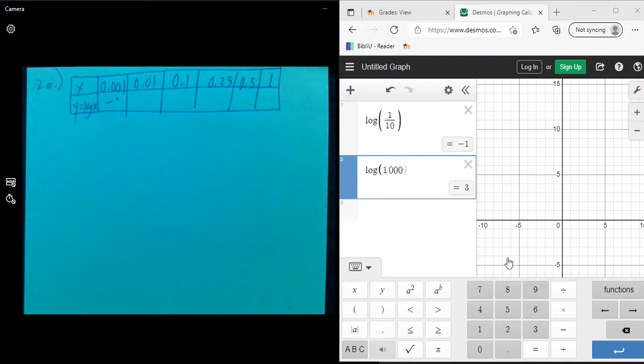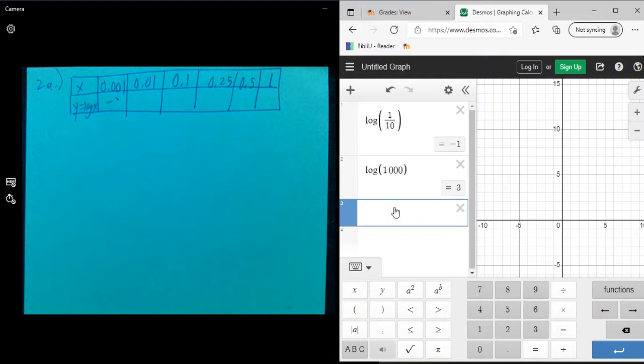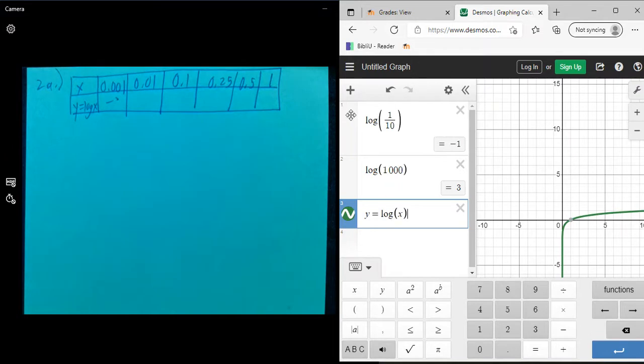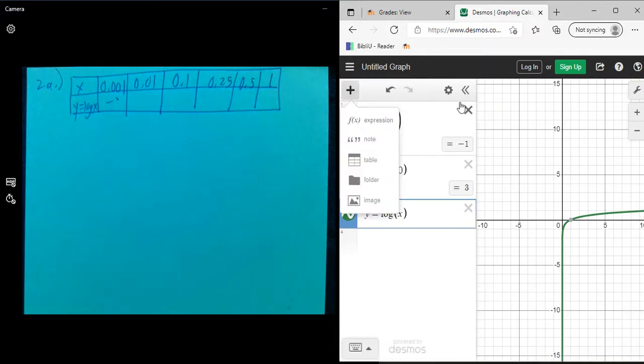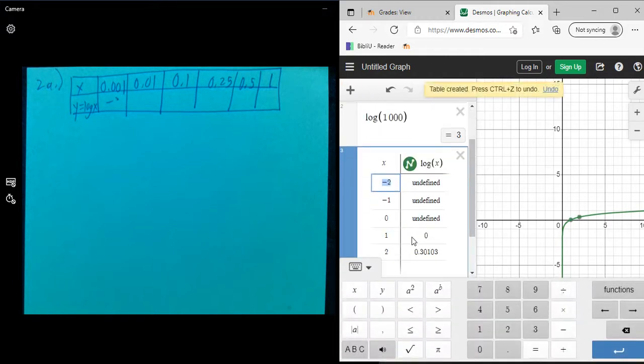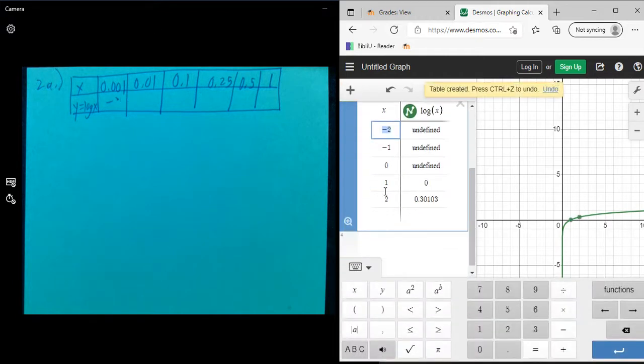So we could put this right here in our calculator. So we could do y is equal to log x. Close that parenthesis. Okay, so we have y equals log x. You hit the wheel and you hit the table. Now all we need to do is put these values in. If you notice, we already have 1 in, so we could put that for 0.